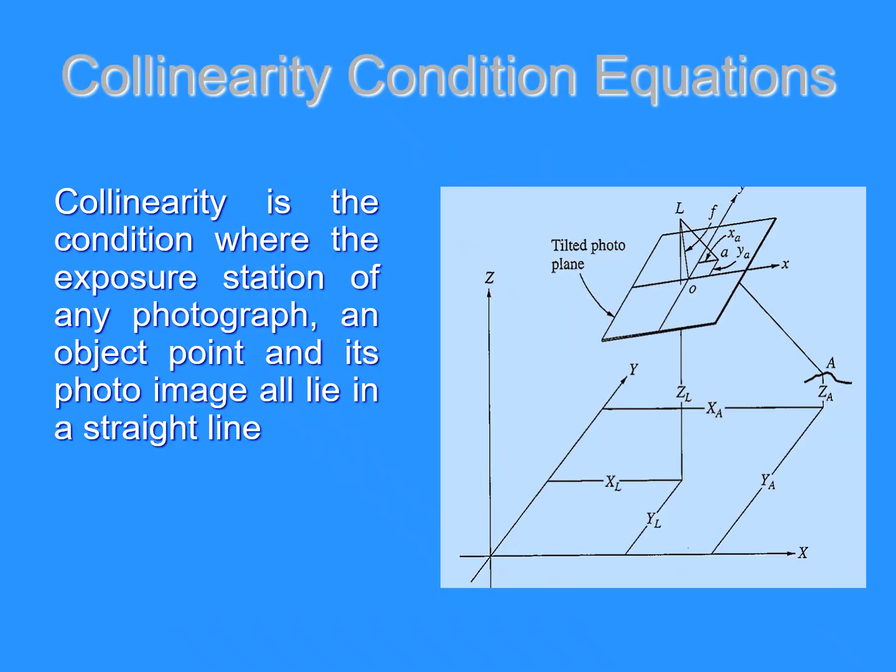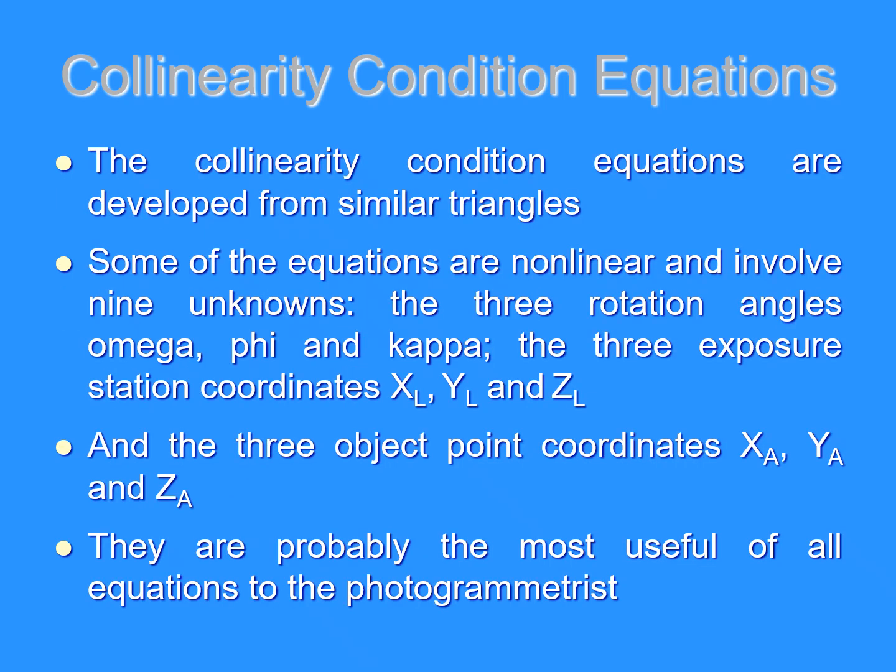Collinearity condition equations. Collinearity is a condition where the exposure station of any photograph, an object point, and its photo image all lie in a straight line. The collinearity condition equations are developed from similar triangles. Some of the equations are nonlinear and involve 9 unknowns, the 3 rotation angles, omega, phi, and kappa, the 3 exposure station coordinates, XL, YL, and ZL, and the 3 object point coordinates, XA, YA, and ZA. They are probably the most useful of all equations to the photogrammetrist.